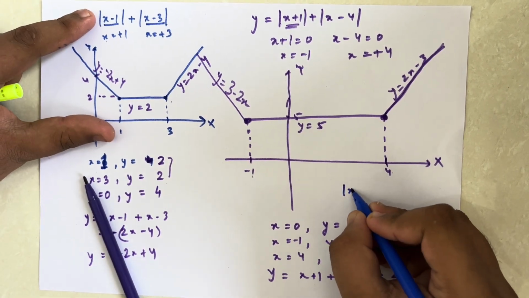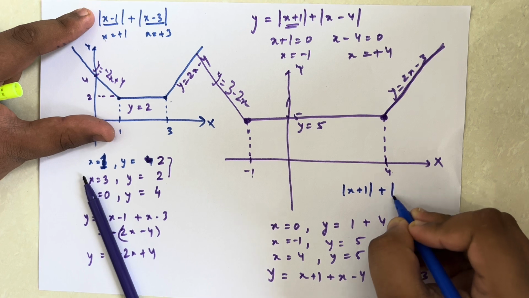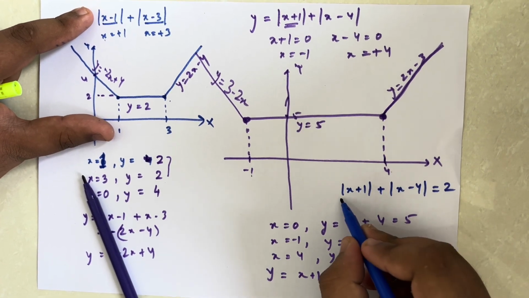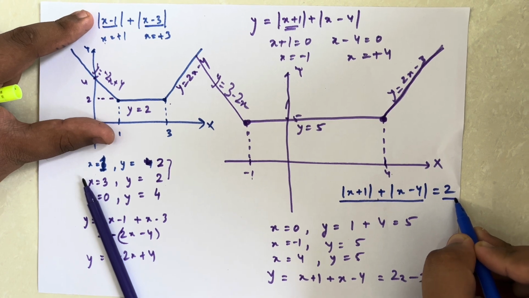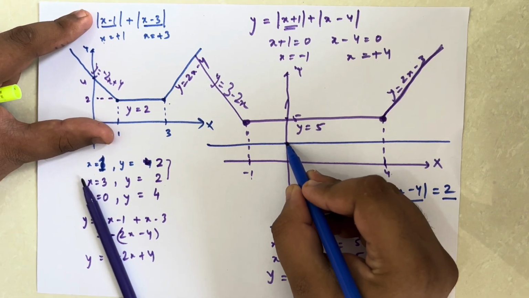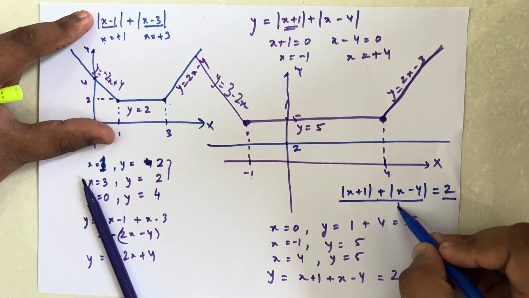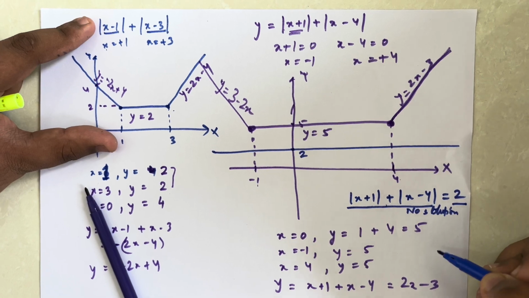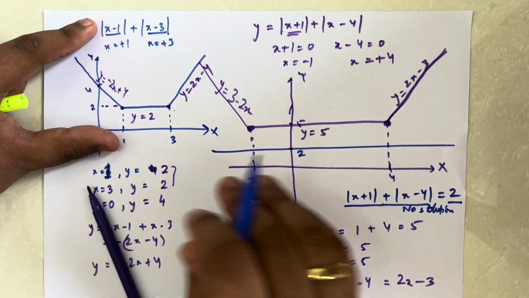Somebody now, if they ask you, for example, how many solutions of x if mod x plus 1 plus mod x minus 4 equals, say for example, 2. Somebody is giving you this. You have to draw this graph and draw y is equal to 2. This graph is already drawn there. y is equal to 2 will lie somewhere over here. How many solutions? This will have no solution. Simple. I am not going more into this because I have already taught earlier how you can solve this problem.